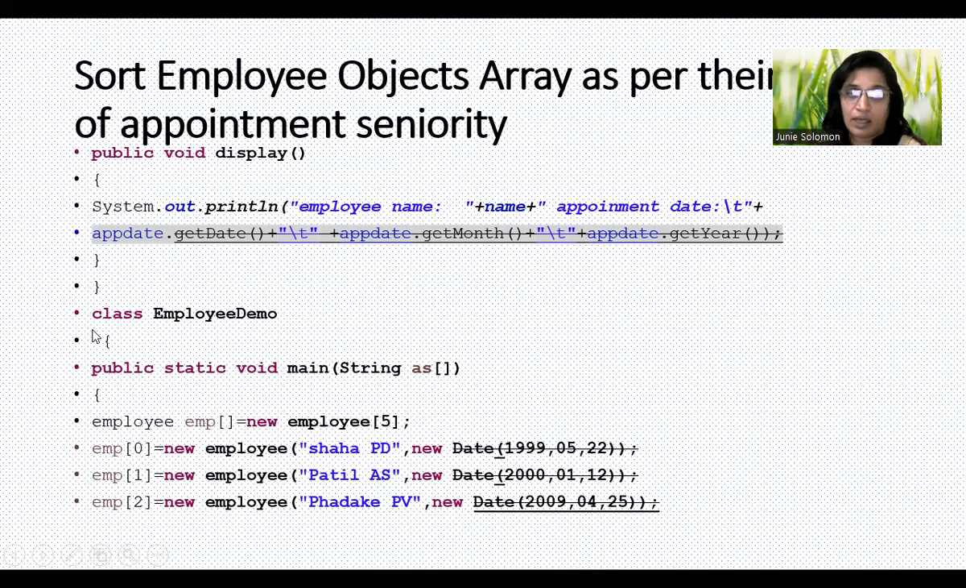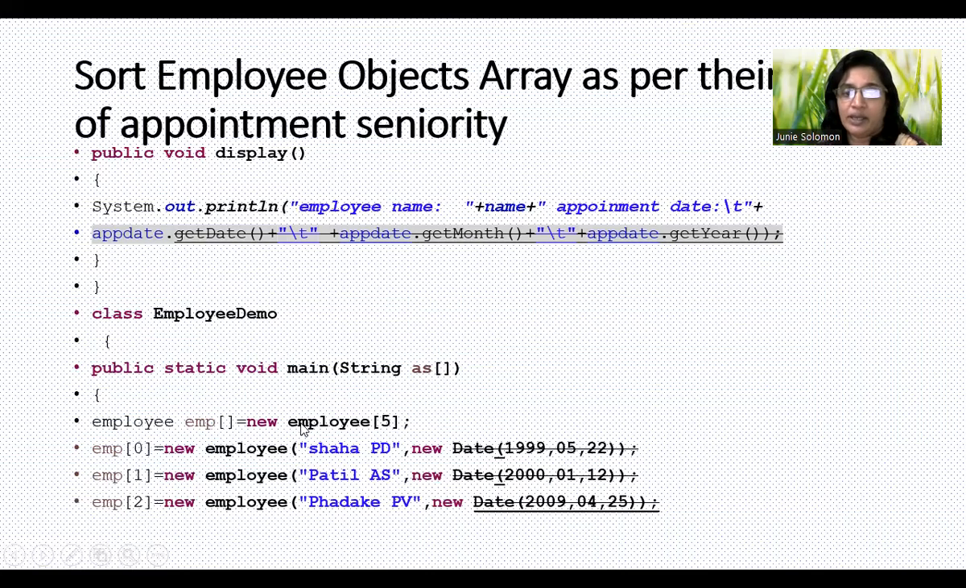That's done. Now we create an employee demo, in which I'm going to create a main method. Make sure that your file name is employee-demo.java. In the public static void main, I then have to create an array of employee objects. How many do I need? Now I'm creating only 5.